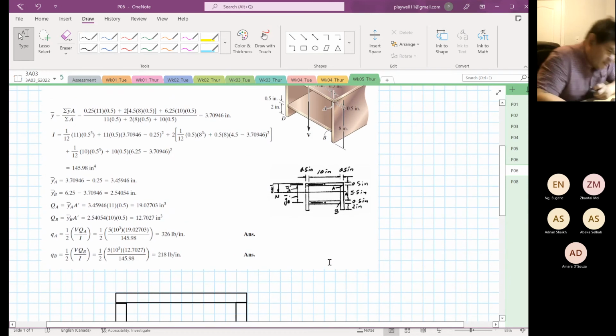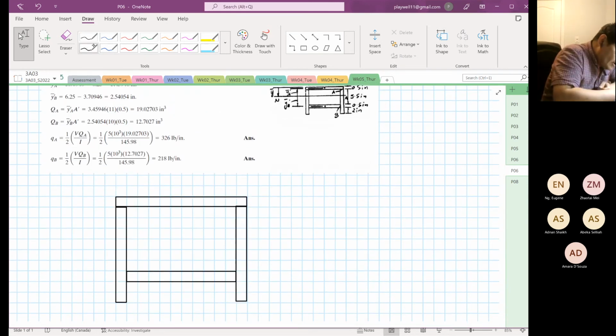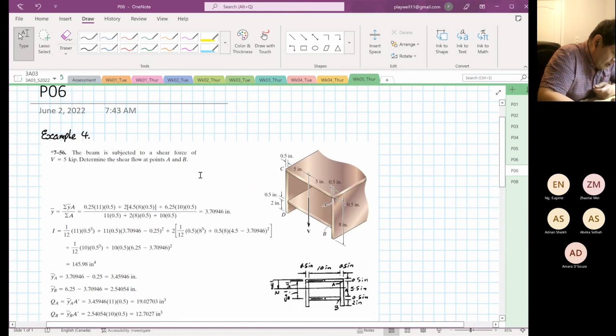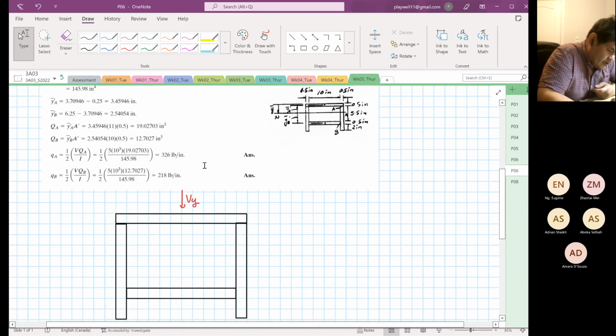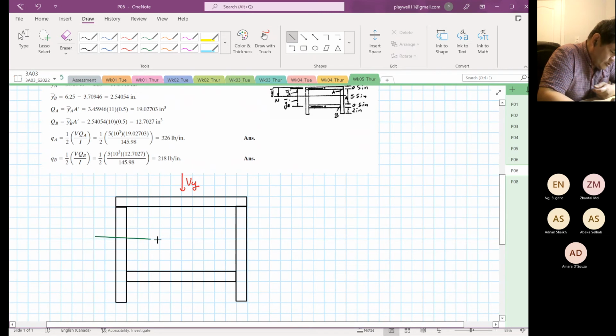Okay. So now the problem comes again. We have our Vy coming from the top. I'm going to look at where they found their Y is 3.7. So this is their Y. Okay, so this is the centroid. It's about this position is the centroid.